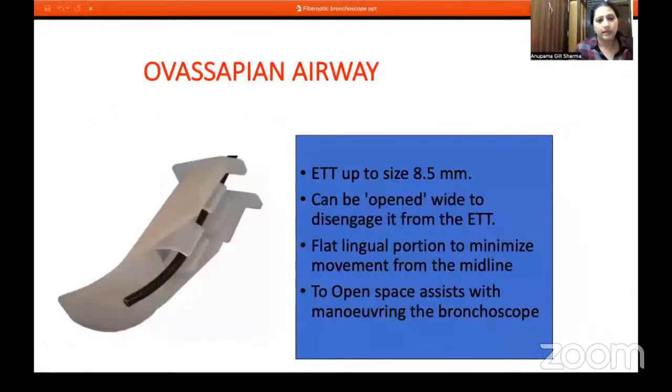This is a very good oral airway, the Ovassapian airway. It has a flat lingual portion which keeps it in the midline, so one does not get lost in the side structures while intubating through the oral route. About 8.5 millimeter endotracheal tube can be used with it, and it can be opened wide so as to disengage it from the endotracheal tube.